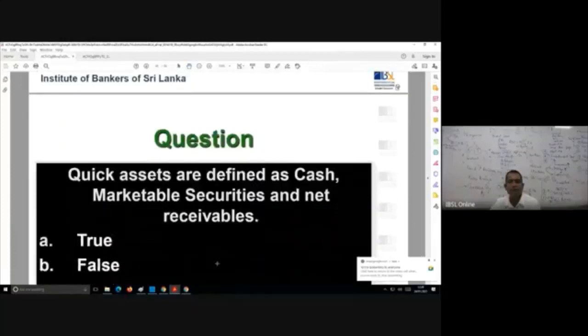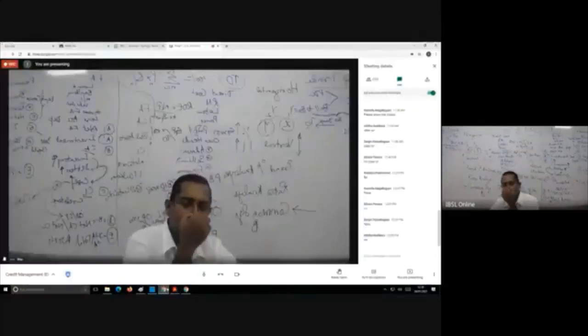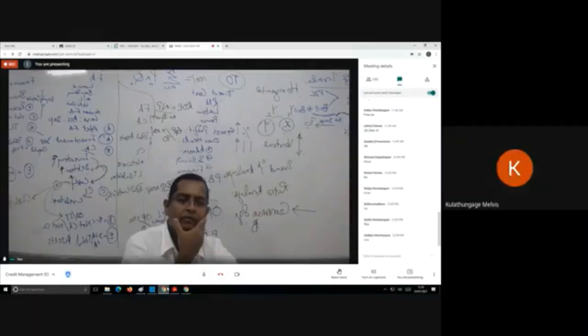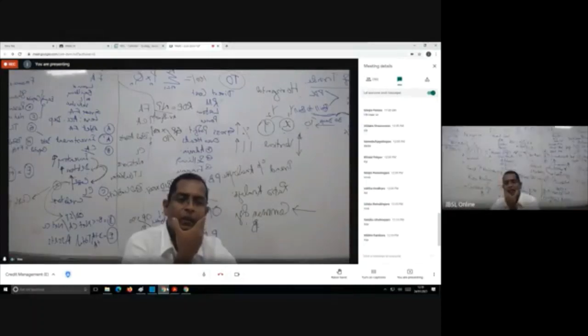Quick assets are defined as cash, marketable securities, and net receivables. Is it correct? Quick assets are the liquid assets, excluding inventory. So marketable securities, cash, notes receivable, and debtors are quick assets. Right?